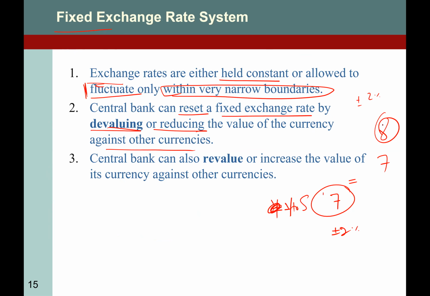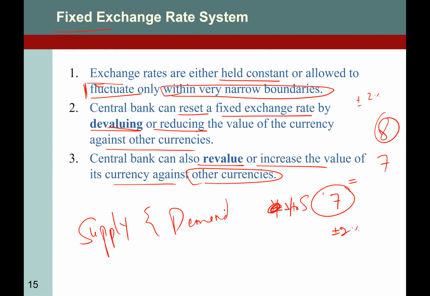And how it can do that, we'll talk about this. It's going to be direct intervention or indirect intervention. We'll talk about that at the end of this lecture. There is a complete process of how the government does that. So central banks can revalue, or increase the value of, their currency against other currencies, right? So the free market forces of supply and demand are managed by the government, the central bank.